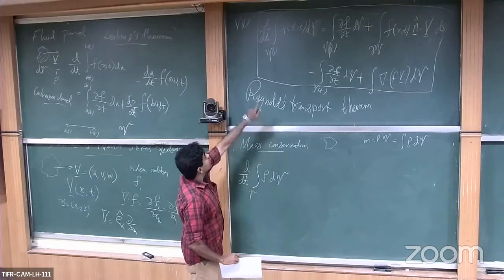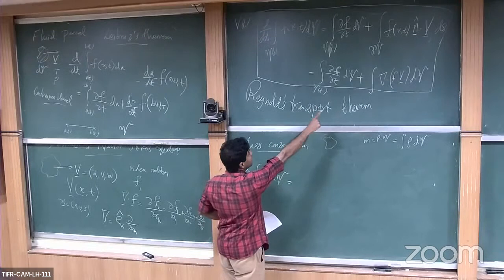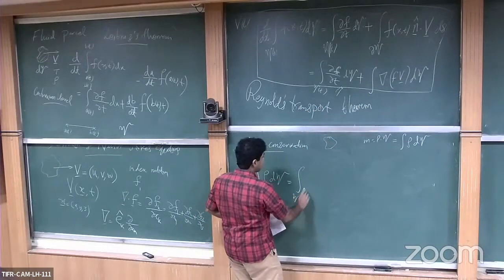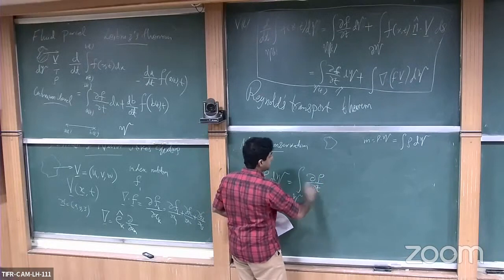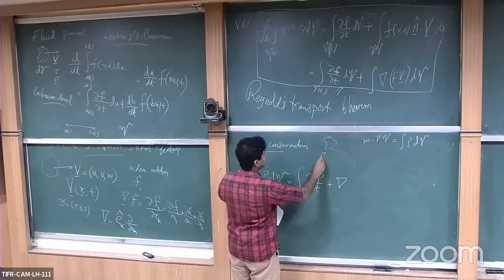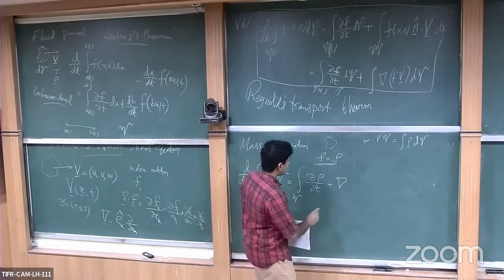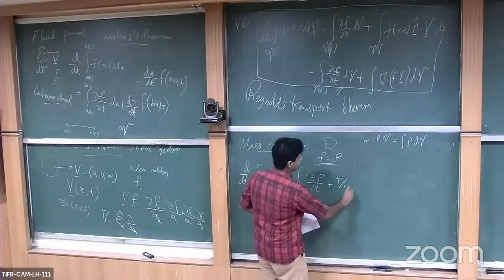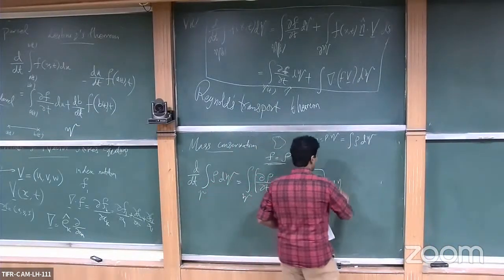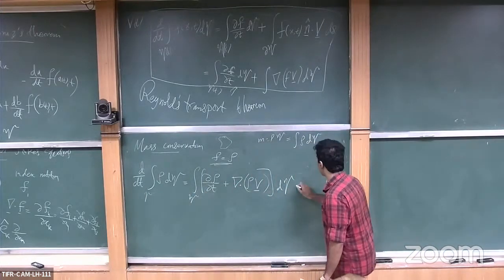And now I'm going to apply the Reynolds transport theorem. We'll apply the second expression here, this one. So this is now a volume integral of partial rho by partial t plus, in what I've substituted, f is now rho. This is a substitution. So this becomes partial rho by partial t plus divergence of rho v. And by mass conservation, this is zero.